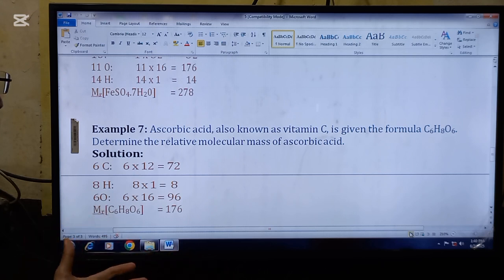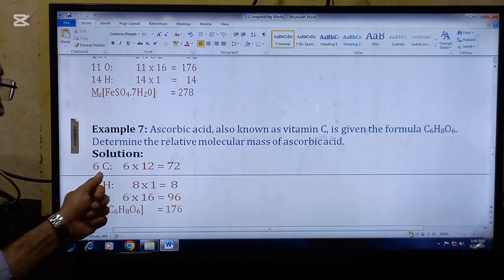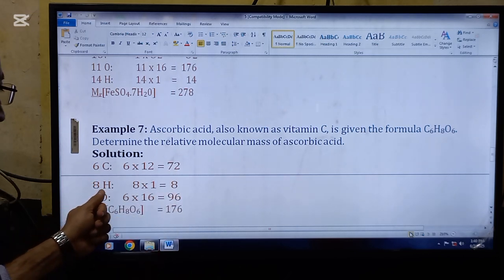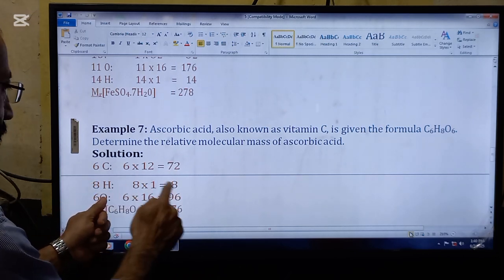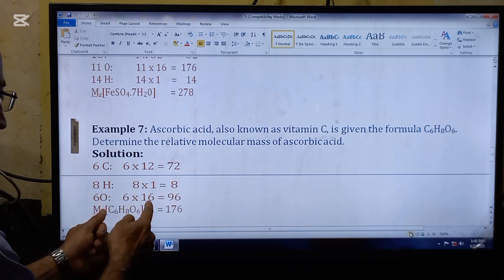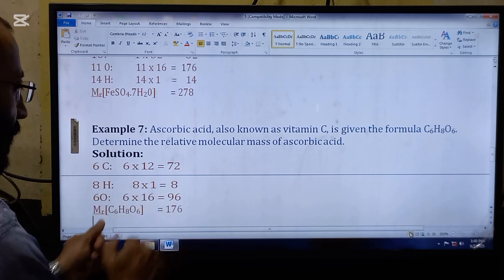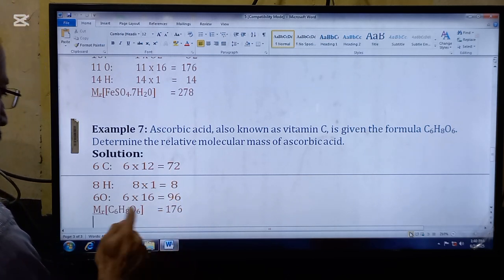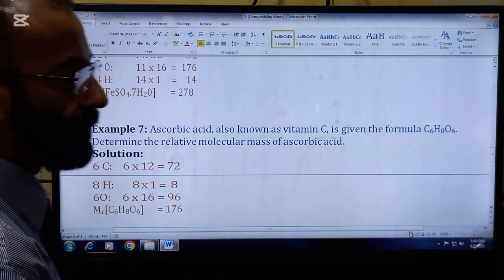And from the periodic table you will see the atomic mass of the carbon is 12. So 12 into 6 is 72. The atomic mass of the hydrogen is 1. So 1 into 8 is 8. The atomic mass of O is 16. So 16 into 6 is 96. Add these values. This will be the formula mass of the formula.